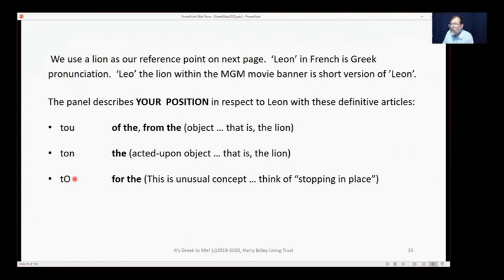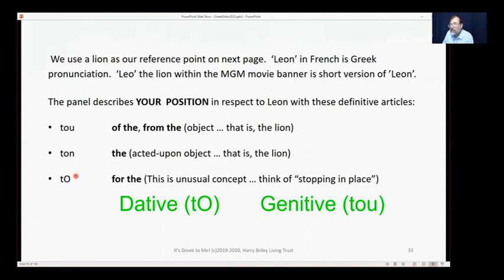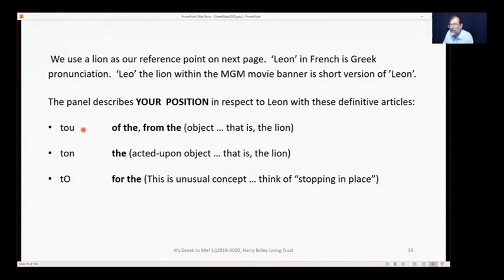To is what we call dative. To is genitive. Genitive meaning of. I'm something of something else. Dative means more like I'm doing this on behalf of somebody. I'm doing this for someone. It looks a little weird when we talk about the lion coming up, but at least you'll know what these definitive articles are doing. They're kind of controlling the grammar.